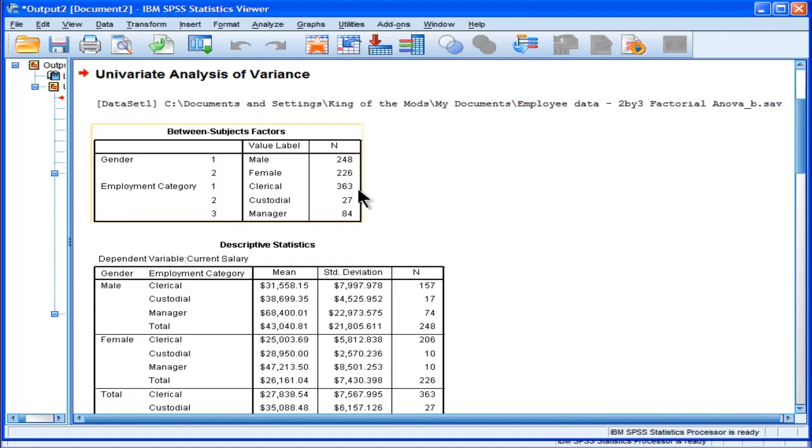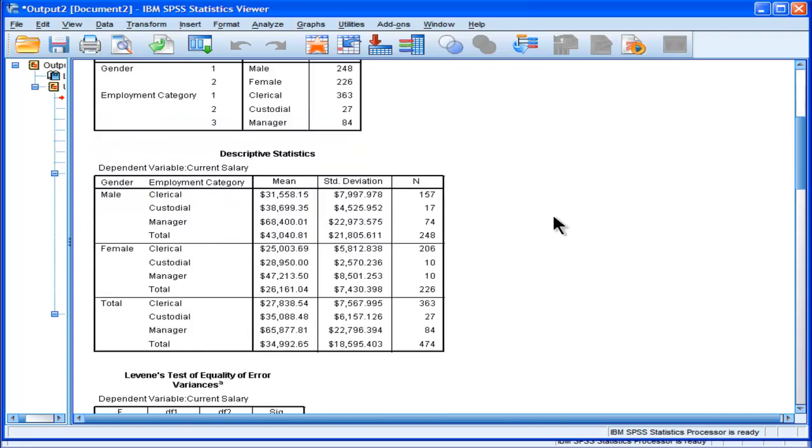Quite different. Clerical 363, custodial 27, and manager 84. So those are some big differences. And then the differences are also quite big once you break it down. When you look at the means across level within each gender level, there's some pretty hefty sample size differences. And not only that, there are actually some pretty big standard deviation differences.